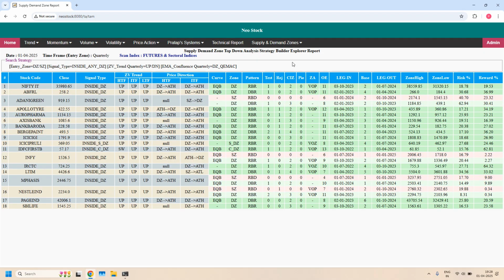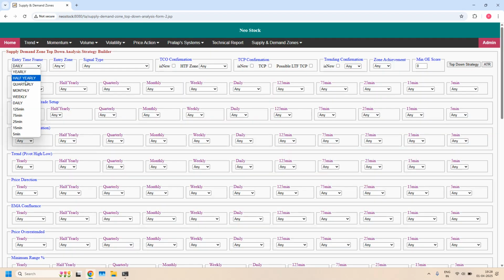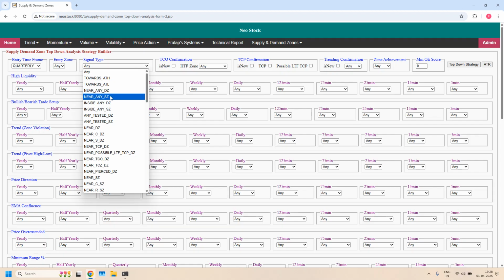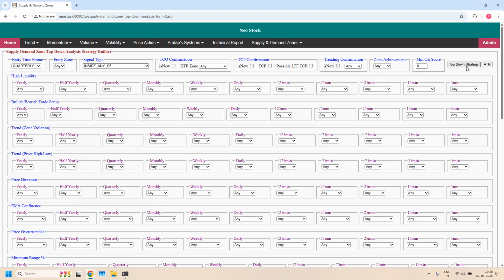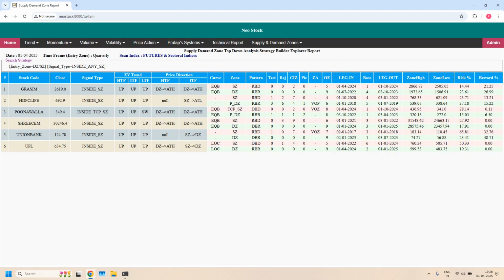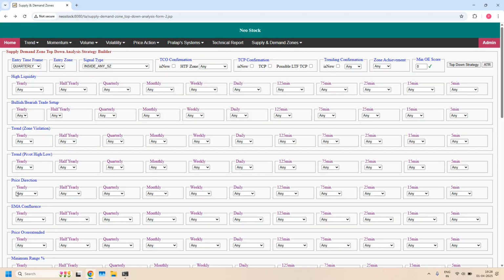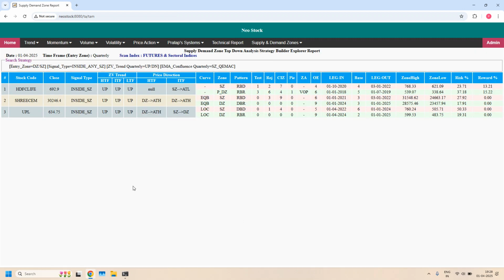Okay, next, quarterly time frame. Price closed inside the quarterly supply zone. We got 6 stocks. We can further filter based on quarterly supply zone having quarterly EMA confluence, and trend on the quarterly should not be sideways. Can be up or down. So we got 3 stocks.